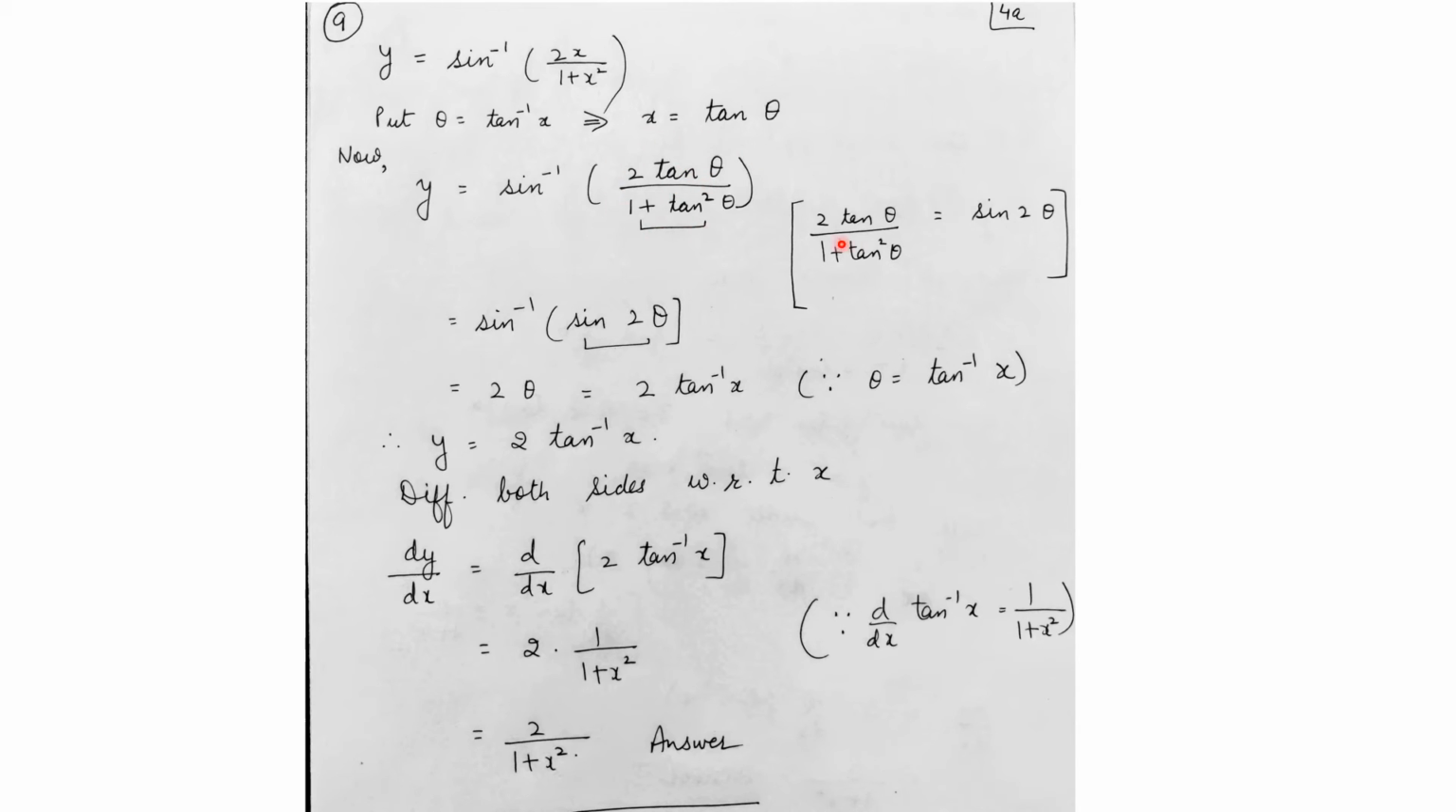Now taking this and using this formula, I get y is equal to sin inverse, bracket start, sin 2 theta. Actually, I have substituted this by sin 2 theta. Now sin inverse and sin will stand cancelled. So I get y is equal to 2 theta. Now when you get y is equal to 2 theta, you replace the value of theta.